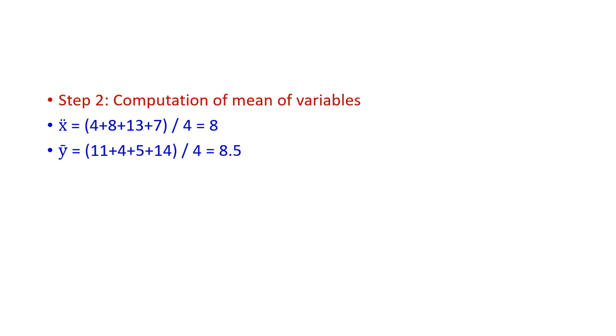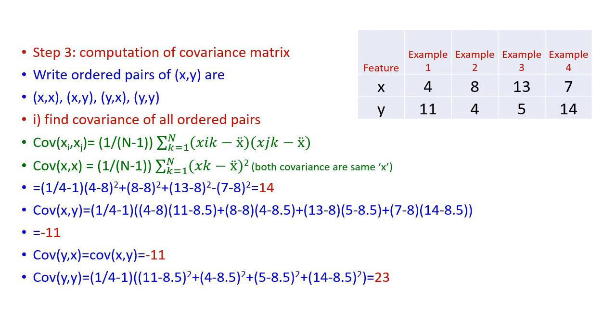And now let us try to compute the mean of the variables. So we have two variables X and Y, isn't it? So X bar is equal to 8, and Y bar is equal to 8.5. The next step, we try to compute the covariance matrix.